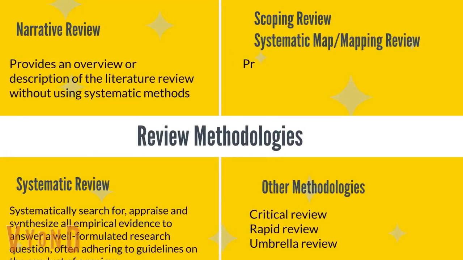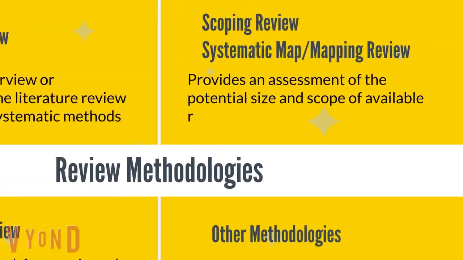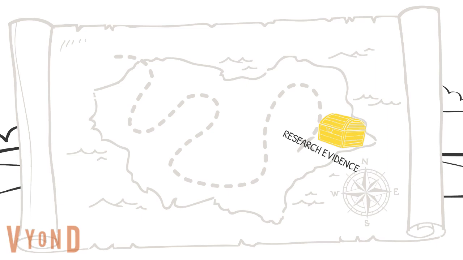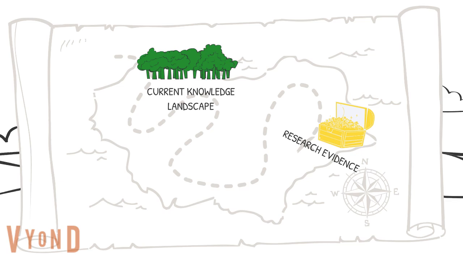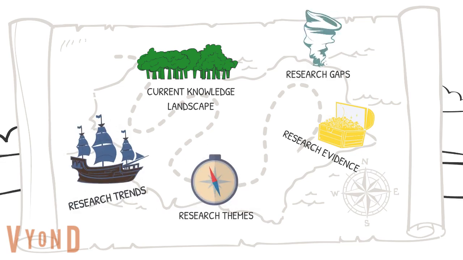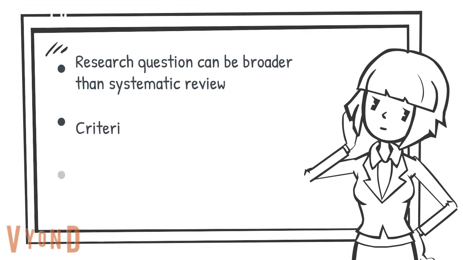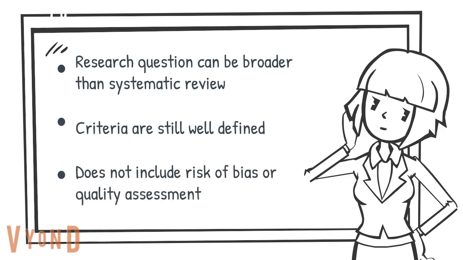A scoping review provides a preliminary assessment of the potential size and scope of available research literature. It aims to identify the nature and extent of research evidence, understand the current knowledge landscape, and show research themes, trends, and gaps. Its research question can be broader than a systematic review, but criteria are still well defined. Typically, it does not include risk of bias or quality assessment.